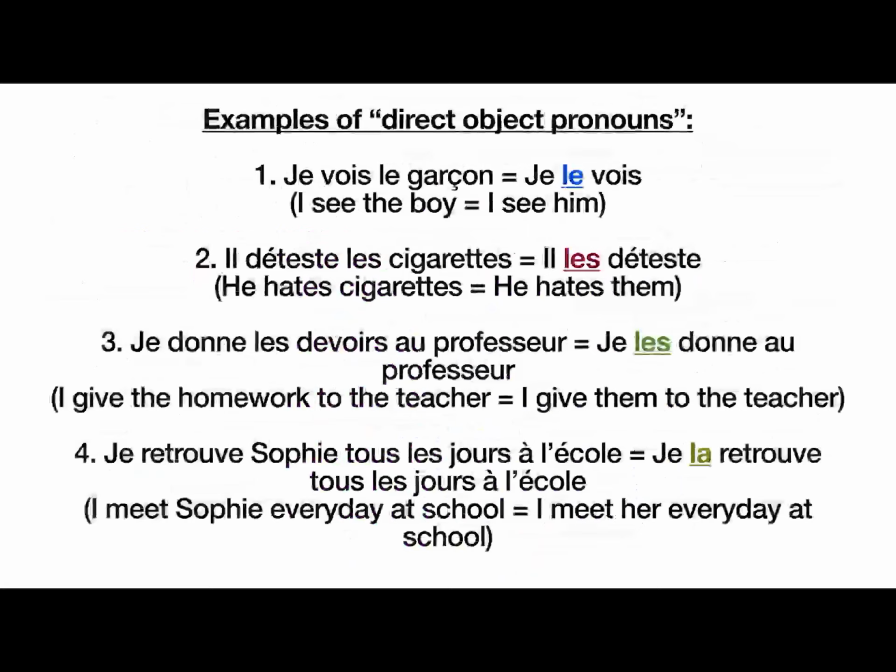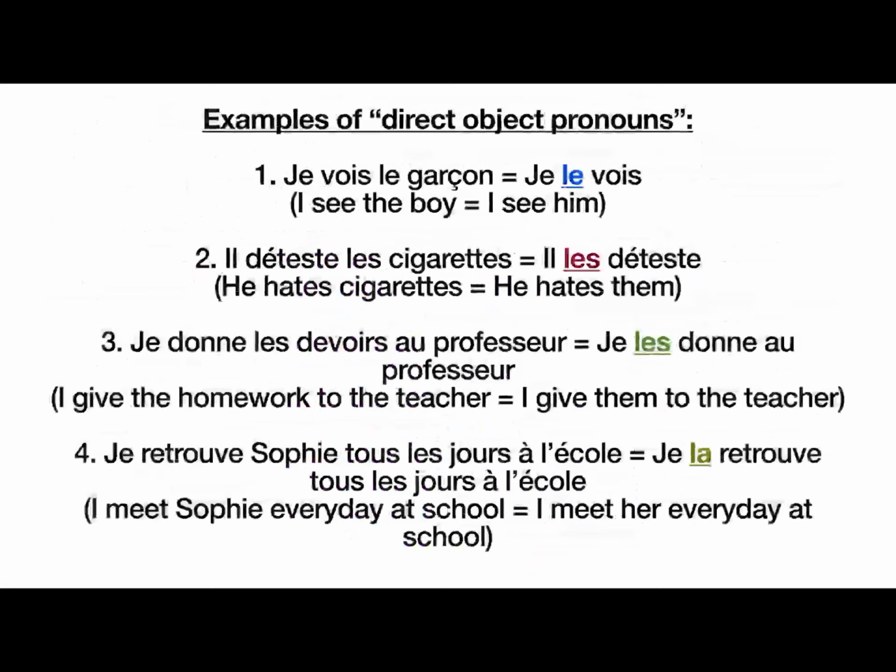More examples of the direct object pronouns that we looked at yesterday. Je vois le garçon, je le vois. So I see the boy. I want to say I see him. I want to use a direct object pronoun to replace the boy. So le. If it was I see the girl, je vois la fille. So I see her, je la vois.